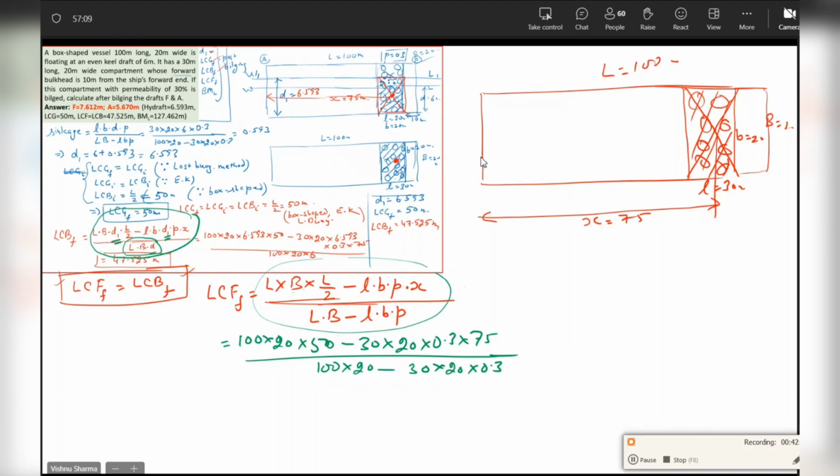So now you should ask me the question, sir, how do I know whether I need to calculate both, or can I calculate one and use the same? Guys, what was the requirement of KB being d1 by 2? When is KB d1 by 2, guys?